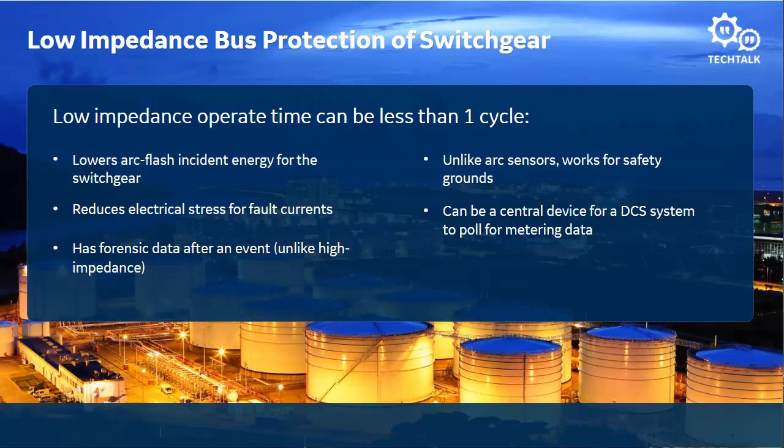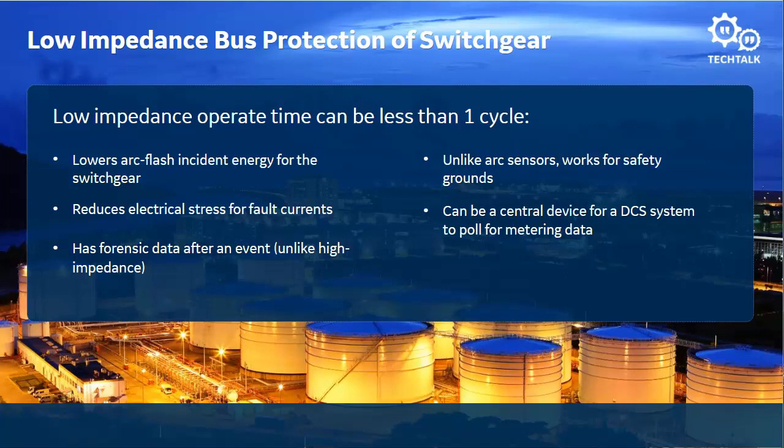So you can lower that arc flash incident energy. When you operate fast like that, not only does it lower the arc flash incident energy, but it's also going to reduce the mechanical and electrical stress from those fault currents. So that's the electrical stress, the burning, that sort of thing, but also the mechanical stress on your insulators for those bus faults.